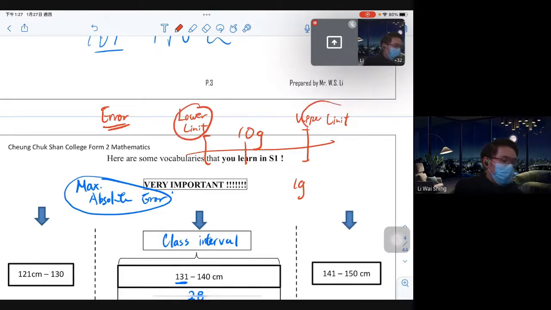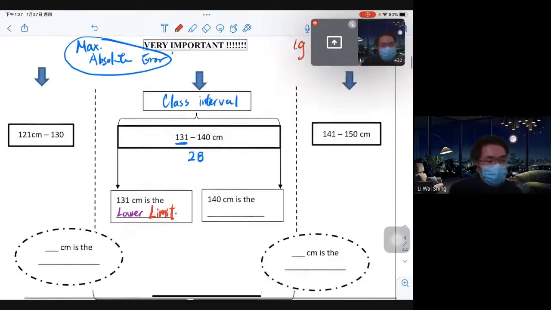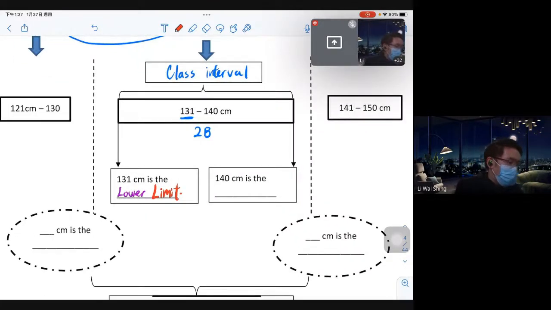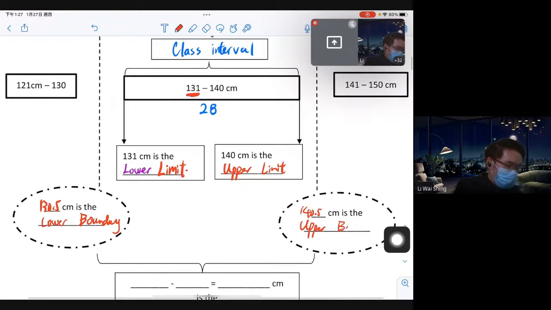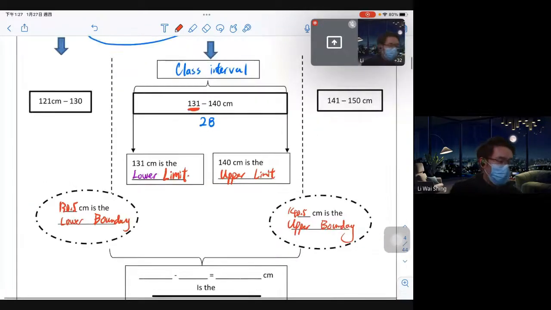Yes, in the chapter of error we have lower limit and upper limit. However, when we talk about the data, the lower limit is the least value in the class. The upper limit is the largest value in the class. What about 130.5? We call it the lower boundary. And 140.5, we call it the upper boundary. Okay, boundary means border. So remember.